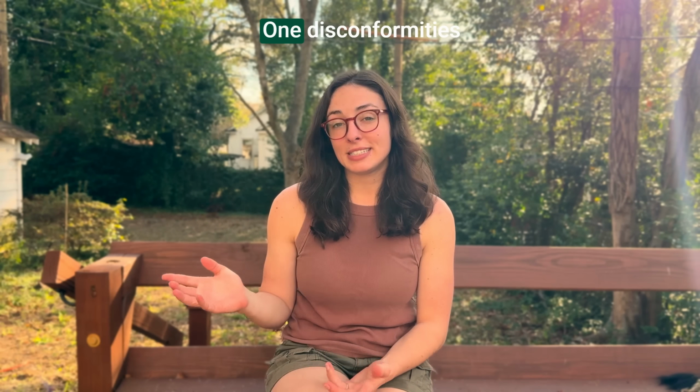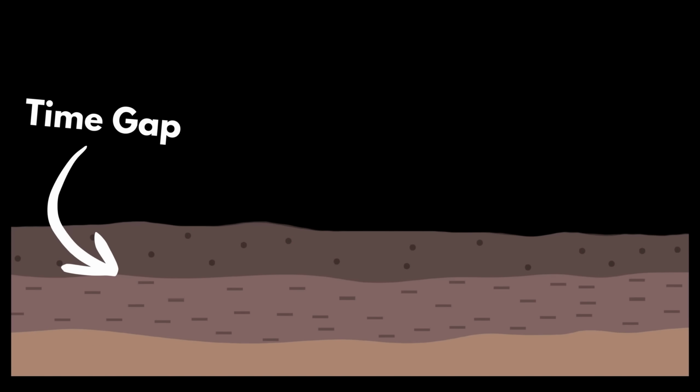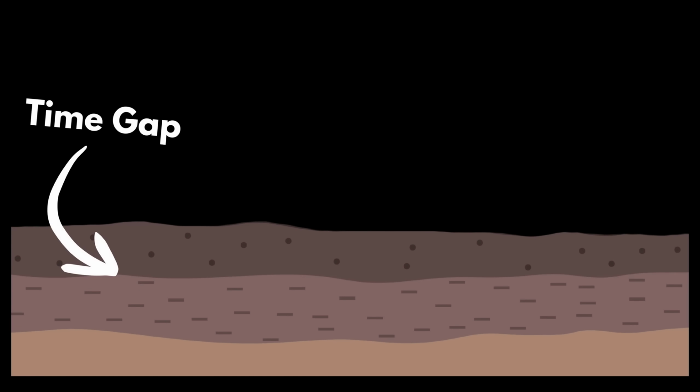There are three main types of unconformities. One, disconformities, which are erosional surfaces that separate two parallel layers of sedimentary rock of different ages. So say one layer of sedimentary rock was deposited, then another, but then that second layer got eroded away, and then a third layer was deposited on top of that eroded surface of the first layer. That's how you get a disconformity.